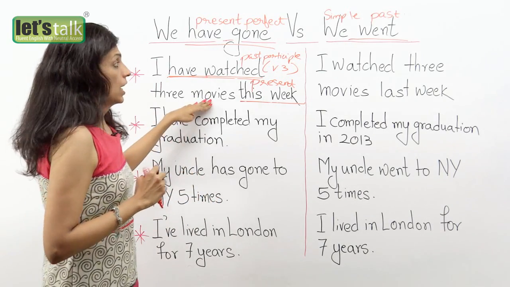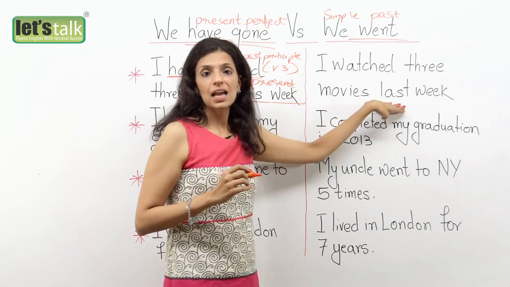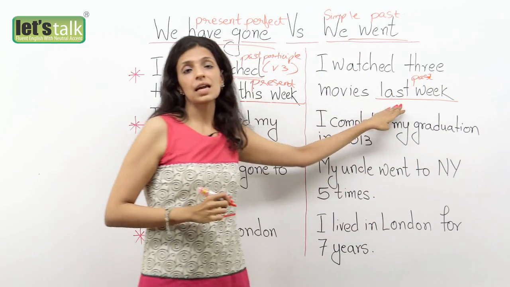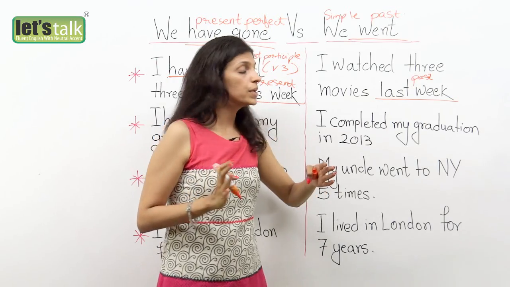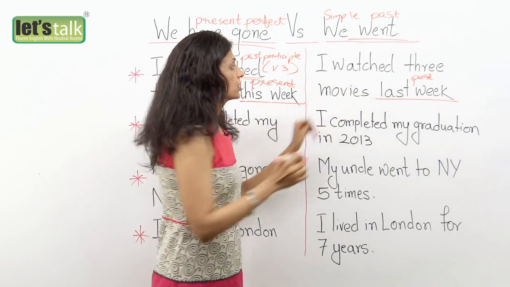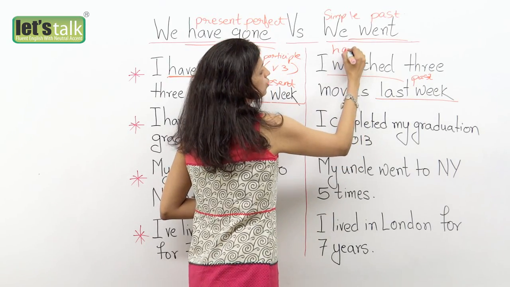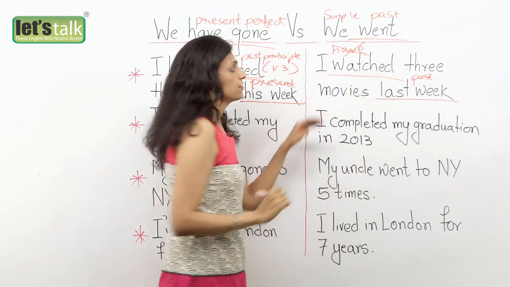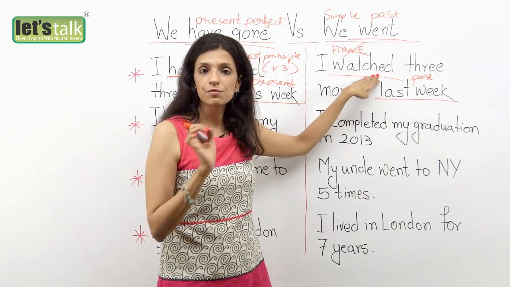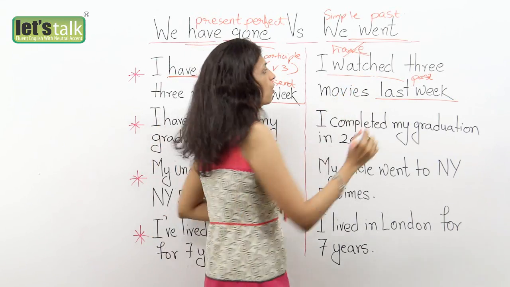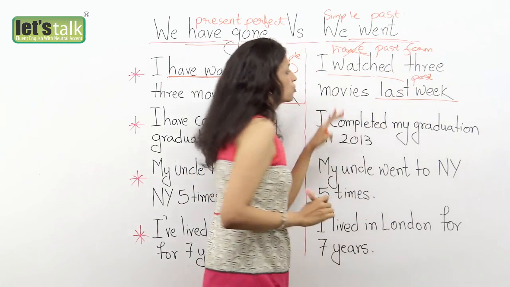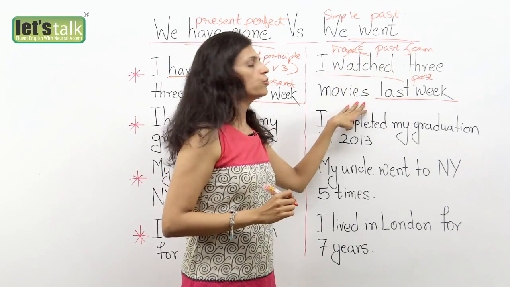Okay, now if I say "I watched 3 movies last week." Now last week is the past, the time frame is over. Okay, so last week is not prevailing right now, it's over, so we say "I watched." Now if you see here, I have not used "have," I have just used "watched." That means here I am using the second form of the verb, that is the past form, to say that I watched 3 movies last week.